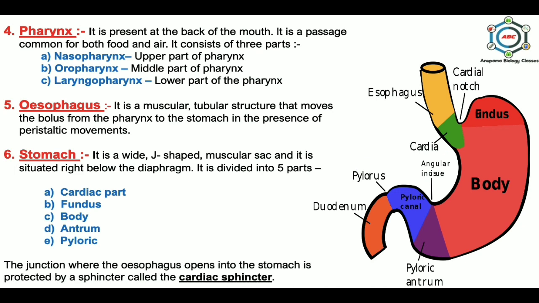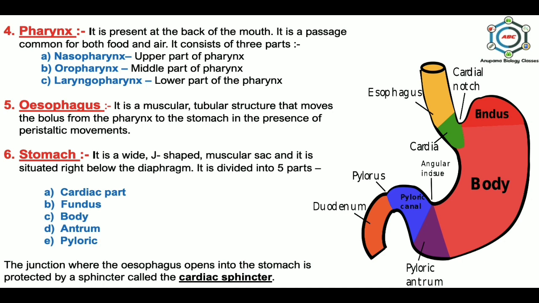So the junction where the esophagus opens into the stomach is protected by a sphincter called the cardiac sphincter. What is the cardiac sphincter and what is its role here? The cardiac sphincter checks regurgitation. Regurgitation means the passage of food back into the buccal cavity. It only occurs in case of vomiting.